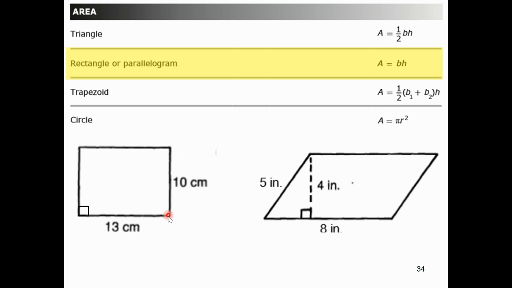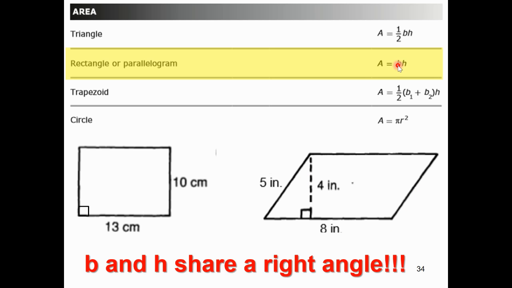So here we see a rectangle. You should be pretty familiar with rectangles. And then we've got what we call a parallelogram, which is basically a rectangle that we've just kind of leaned over to the side. But they're going to use the same formula. The thing you have to pay attention to is this down here at the bottom. So B stands for base, and H, which would be the height, should always create a right angle.